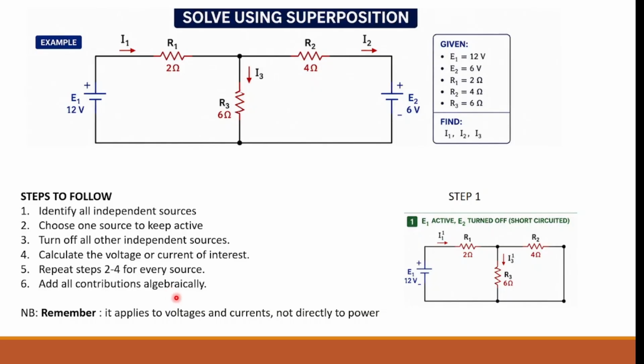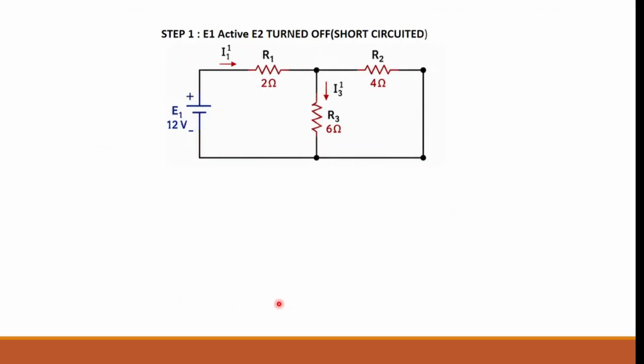Okay, so let's get on with solving our question. So step 1, we leave E1 active and E2 is turned off. As you can see, E2 we remove and just put a short circuit. So firstly, in order to calculate the current through R3, what we are going to do is calculate the total current that flows into this circuit. So we are going to take the equivalent resistance of this entire circuit and calculate the total current.